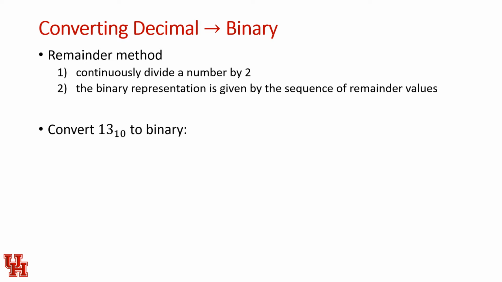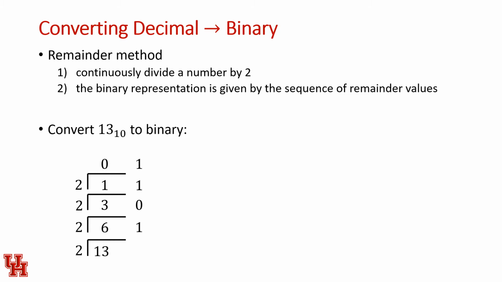Let's look at the conversion of the decimal value 13 into binary. We'll start with the original decimal value 13. We then divide by 2 to get 6 with a remainder of 1. We record the remainder. And then divide the result by 2 to get 3. Since there's no remainder here, we record 0. We then divide this result by 2 and get 1 with a remainder of 1, which is recorded. Finally, we divide by 2 to get a result of 0 and a remainder of 1. Reading the remainder values from top down gives us the binary representation of 13, which is 1101.